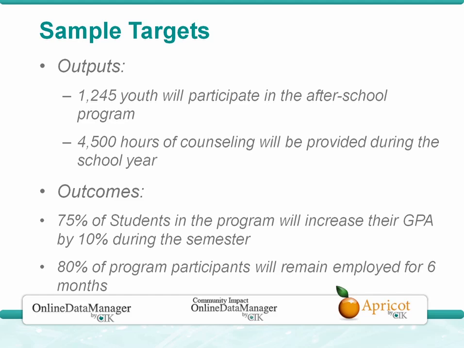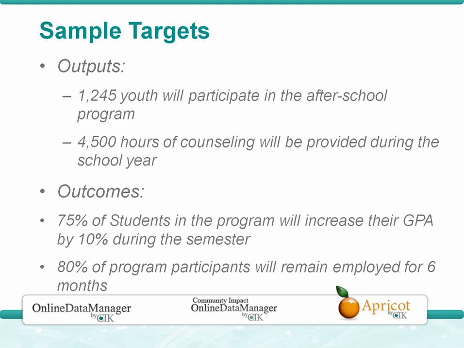So sample targets are 1,245 youth will participate in the after-school program. 4,500 hours of counseling will be provided during the school year. Outcomes, 75% of students in the program will increase their GPA by 10% during the semester, or 80% of program participants will remain employed for 6 months. So those are samples of targets that we would relate to both outputs and outcomes, because we want to know for each program or each strategy that we fund or that we implement, how productive they are, and we want to set goals around that.